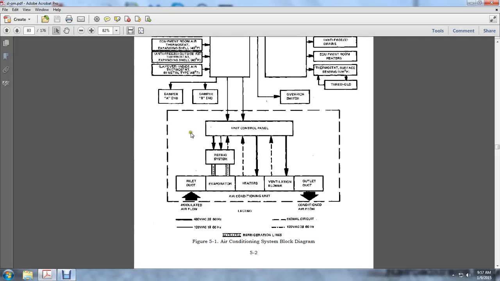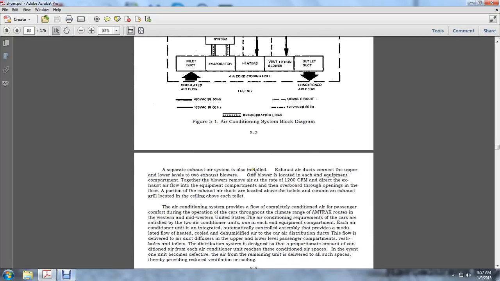The legend says a full-strength large line is 480 volts 3-phase 60 hertz. A single dash line is a single circuit. A skinny line is 120 volt, single phase, 60 hertz, and a dotted and dashed line is a 24 VDC, 60 hertz air conditioning system diagram.